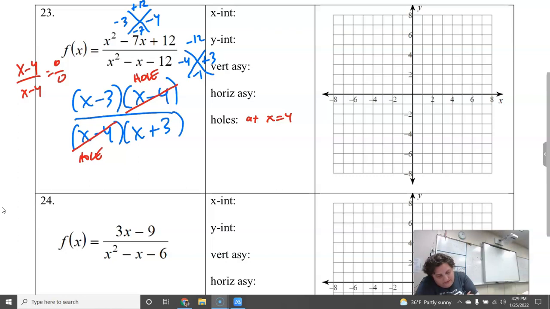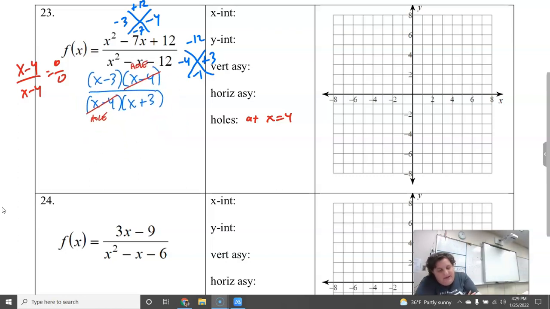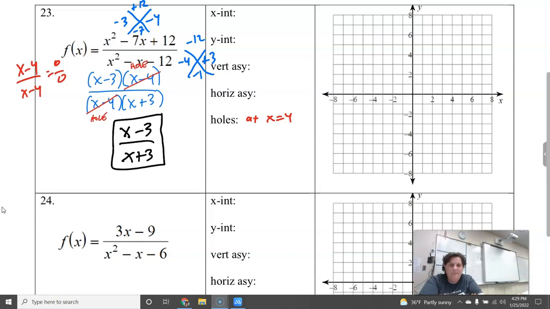Okay. So now I'm actually going to make this a little bit smaller, and my new equation that I'm going to use to answer the rest of my questions is this. Let's take a look. Remember, I'll have some reminders on the board for you. X-intercept is when the top equals 0. Well, the top equals 0 at 3. Y-intercept is when I plug in 0. If I plug in 0 here and here, I get negative 3 over 3. I get negative 1.